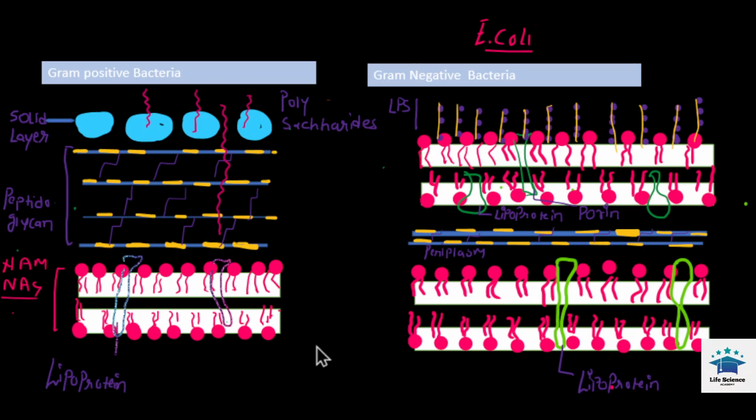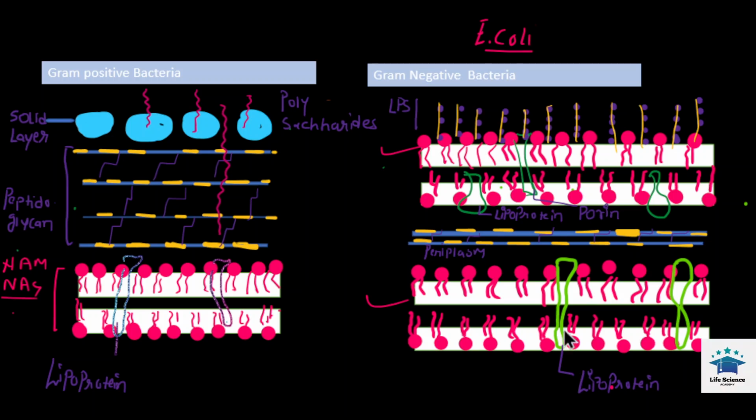First difference is we have the outer and inner plasma membrane. Here, two layers of plasma membrane will be present in the gram-negative bacteria, and here only one plasma membrane is present. So this is the outer plasma membrane, this is the inner plasma membrane, and between the inner and outer plasma membrane, we have some peptidoglycan layer. But this peptidoglycan layer is very thin as compared to the peptidoglycan layer which is present in the gram-positive bacteria, which is very thick as compared to gram-negative bacteria.